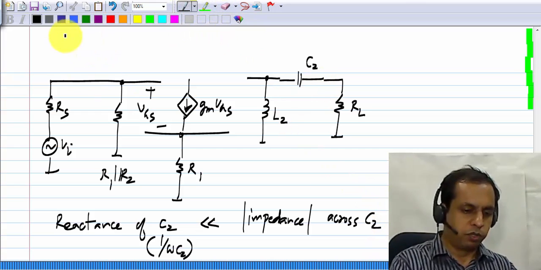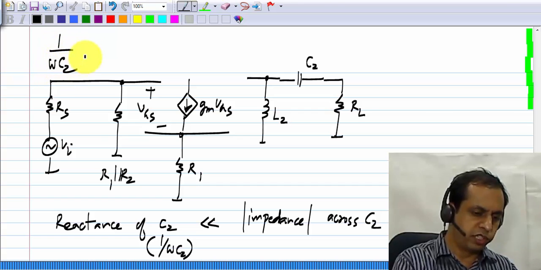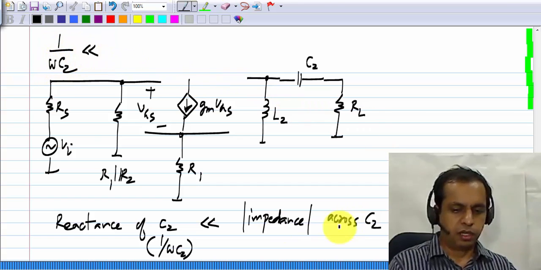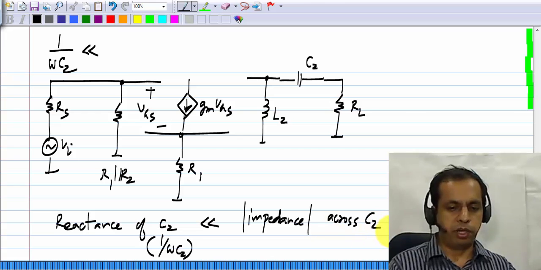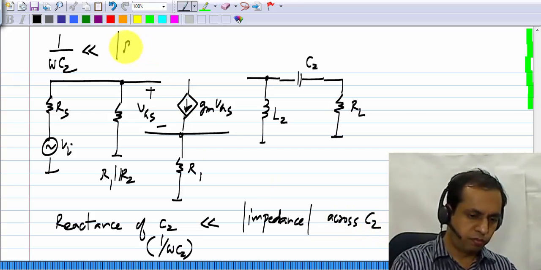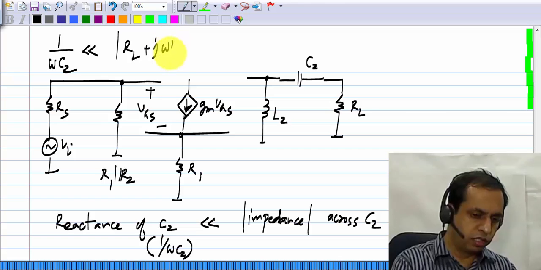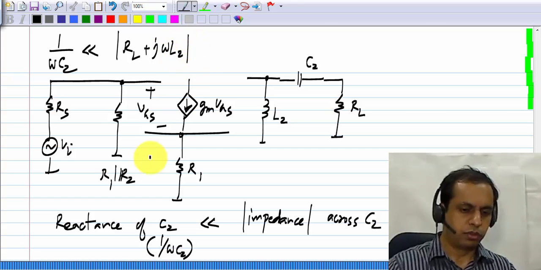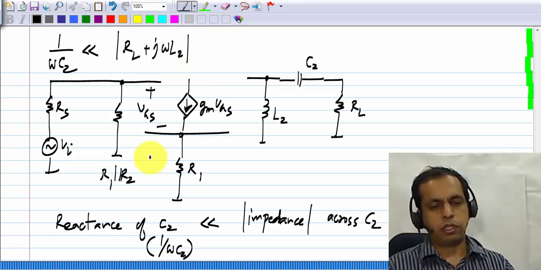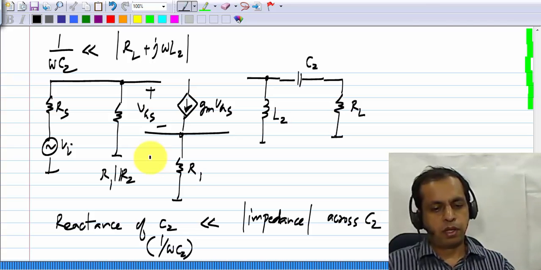It's not difficult. What we want is 1 over omega C2 to be much smaller than the impedance across C2. What is the impedance that appears across C2? RL plus j omega L2. Once you have chosen L2, you can do this.